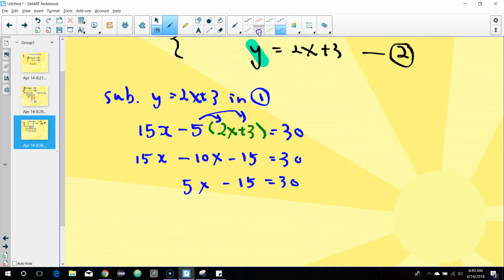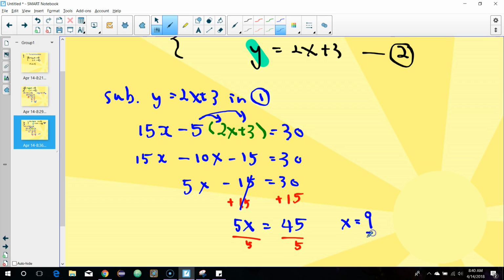So we are getting to that point. We are going to move this 15 to the other side. If you don't remember, the reason why we are moving the 15 instead of the 5x, I want to keep anything with the x on the left hand side. So this will disappear, so 5x is going to be 30 plus 15. Hopefully you can do it. And finally, divided by 5. So x is equal to 45 divided by 5 is 9.